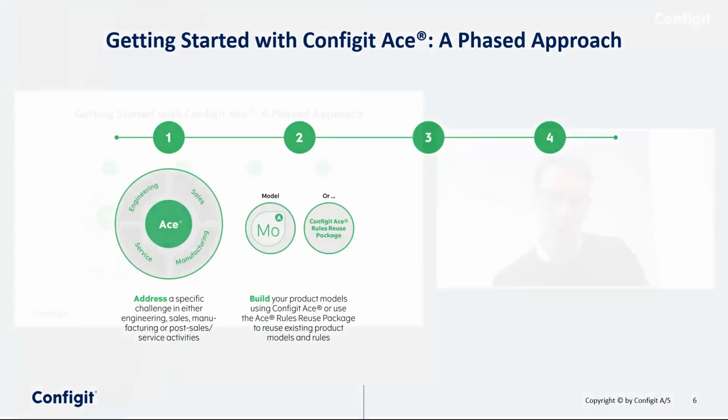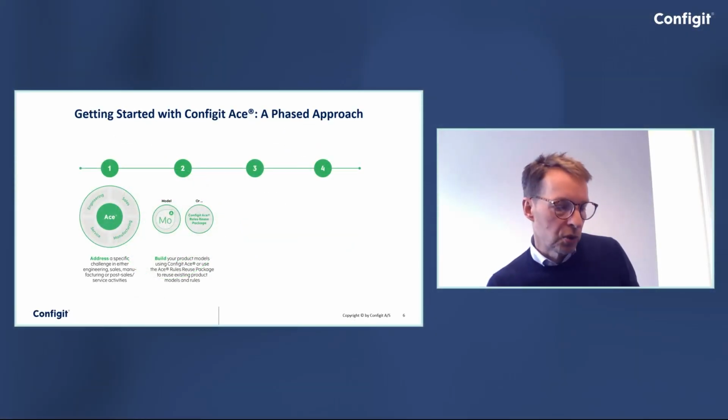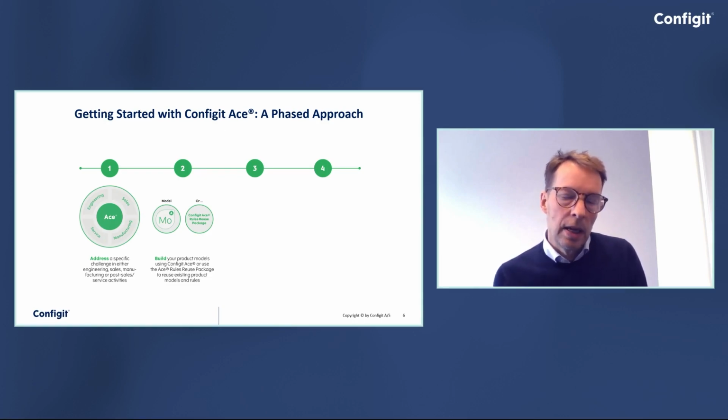So that would be what we call the rules reuse approach, where you basically reuse as much data as possible. That allows you to keep maintaining the data in the existing system, but get the power of the Ace configurator and also the single source of truth, because you will bring together data from multiple different sources into a consolidated representation.